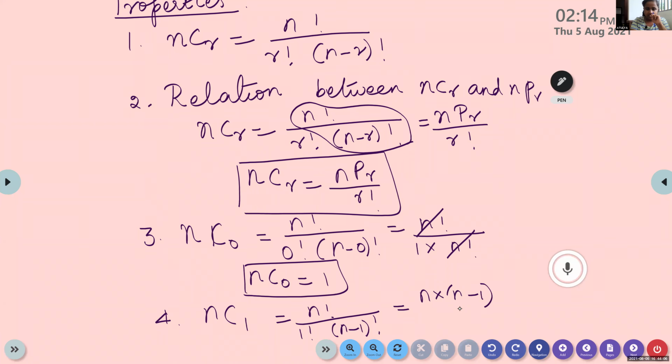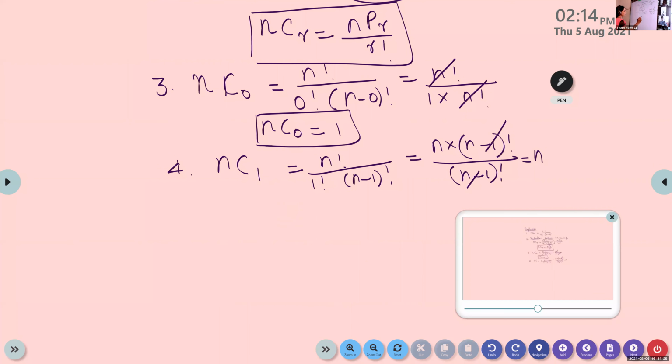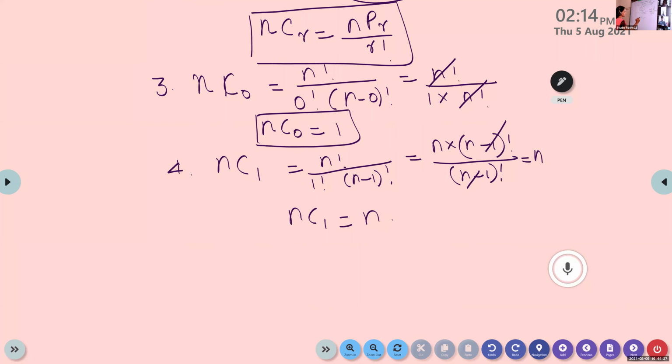n minus 1 factorial. Okay, very good. We express the bigger one in terms of smaller one. Among this n and n minus 1, n is the bigger one. So we express the bigger one in terms of smaller one. So now this will get cancelled. So it is n. So we get NC1 is equal to n.